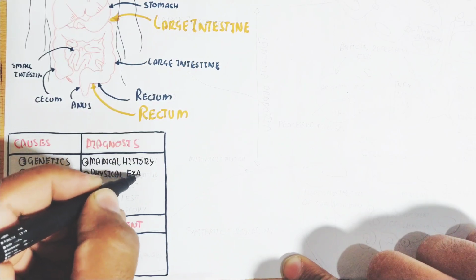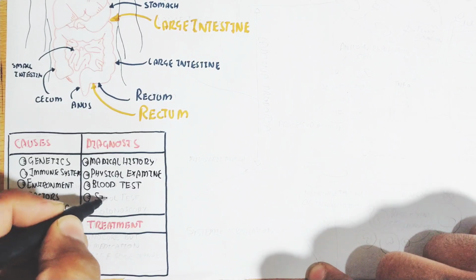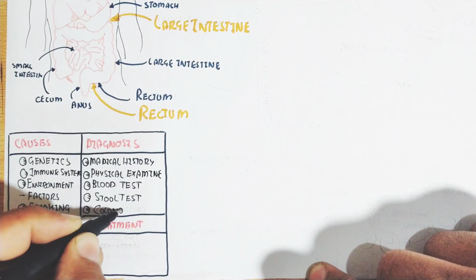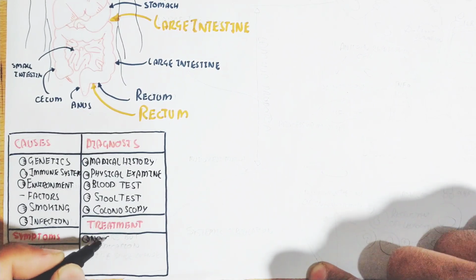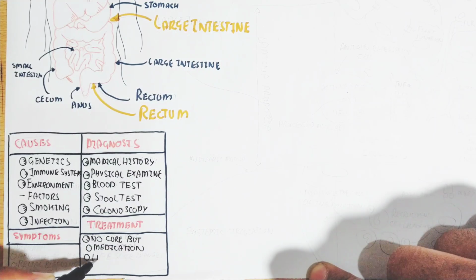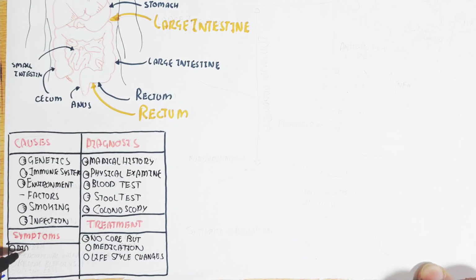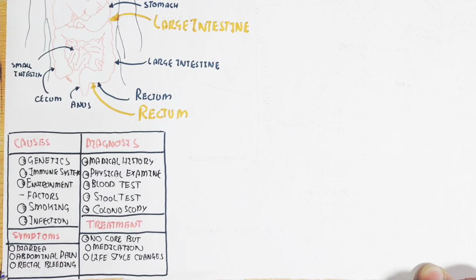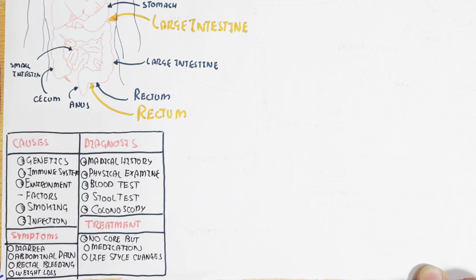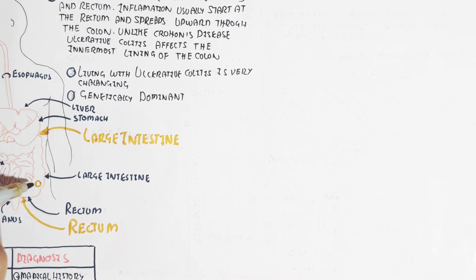Diagnosis involves the medical history, physical examination, blood test, stool test and colonoscopy. The treatment can be medication, along with lifestyle and diet changes, which can be effective and decrease ulcerative colitis progression. Symptoms can be diarrhea, abdominal pain, rectal bleeding as well as weight loss. Let's understand the pathophysiological aspect.